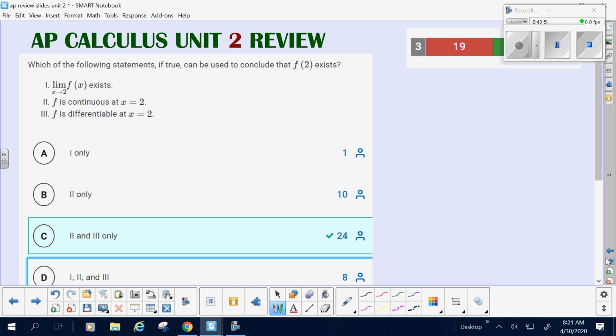All right, this question, a little less than half missed this. Which of the following, if true, could be used to conclude that f of 2 exists? Just because the limit exists doesn't mean that f of 2 exists, so that's not true. If f is continuous at 2, that definitely implies that f of 2 has to be there, and f is differentiable at 2. Differentiability implies continuity, so if this is true, then that must also be true. So I feel like 2 and 3. And some people chose continuity only. That's ridiculous. If it's differentiable, it has to be continuous. Some of you said 1, 2, and 3, and just because the limit doesn't exist doesn't mean the point exists. All right.